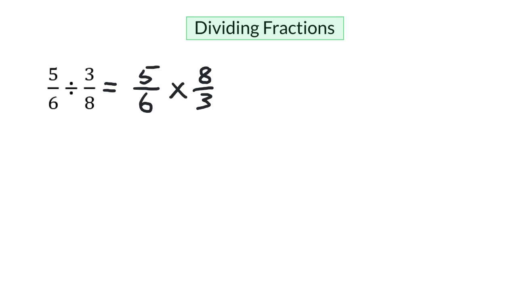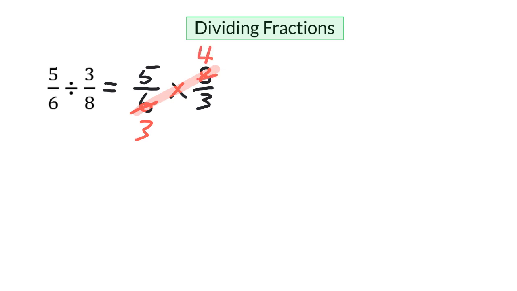So we're going to look again to see if we can do cross-reducing. And here with the 6 and the 8, we can do some cross-reducing. The greatest common factor for 6 and 8 is 2. If we divide 6 by 2, we get 3. If we divide 8 by 2, we get 4.